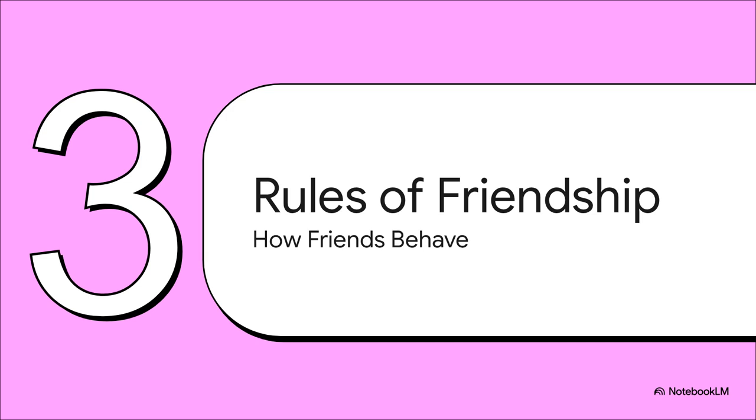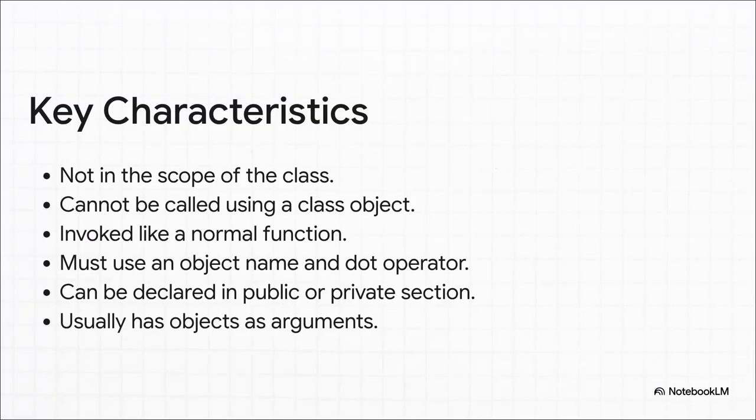Now, you can't just give out this kind of special access without some rules. A friend function behaves very differently from a regular member function, and you've really got to know these differences. So here are the key things to remember. First, it's not actually in the class's scope. That means you can't call it like myObject.friendFunctionCall. No, that won't work. You just call it like any other normal function. And because it's an outsider, it has to be explicit. It needs to use an object and the dot operator, like myObject.privateData, to get what it needs. A couple other quirks. You can declare it in the public or private section. It makes no difference. And it almost always takes objects as its arguments.